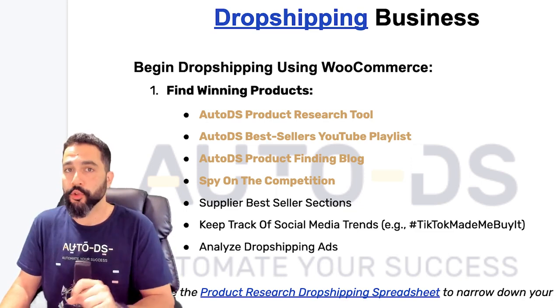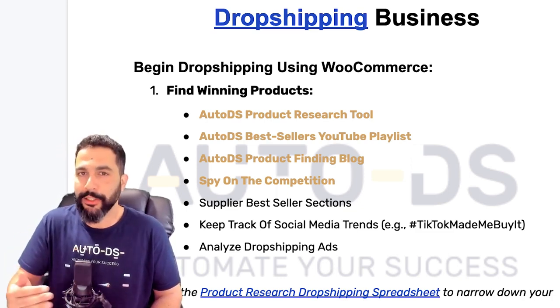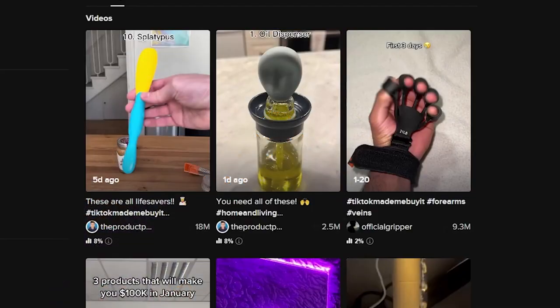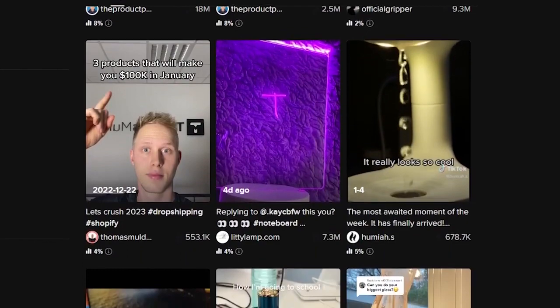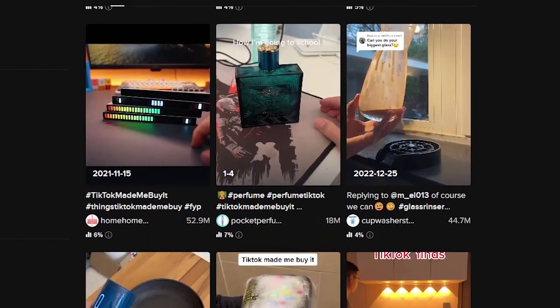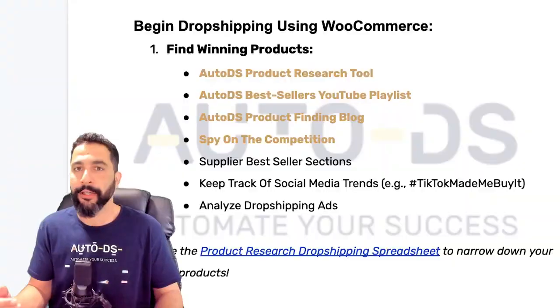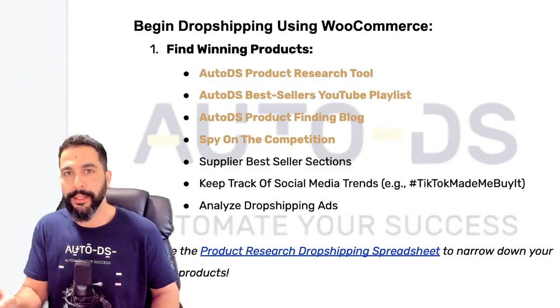Next, keep track of social media trends. So you can go right now to TikTok, search for hashtag TikTok made me buy it, and there you'll find a whole bunch of other dropshippers selling products using that hashtag, and there you'll also learn about new hashtags that they're using. And in this way, you're going to find lots of people who are dropshipping products on TikTok, and those products are going really, really viral, so you can get a good idea of what audiences are looking for there.